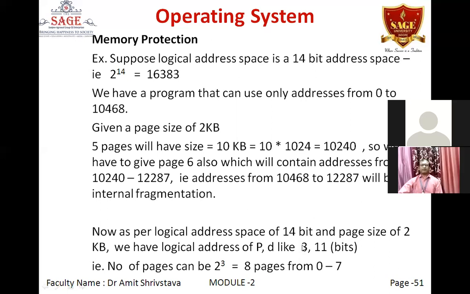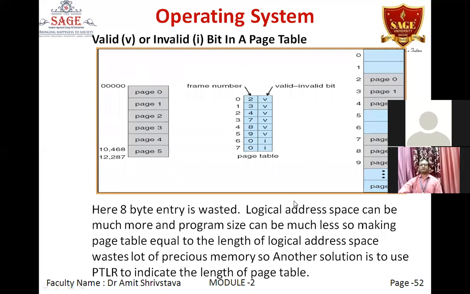Fine. So the total number of bits in the page number is 3. By 0 and 1, how many combinations can we make? From 000 to 111, that is 8. And how can we calculate it directly? 2 to the power 3, that is 8 pages. So 8 pages of size 2 KB can be there in this logical address space. So a total of 8 into 2, that is 16 KB of logical address space, is present in this 14-bit logical address space. Okay, so we can calculate it like this also.